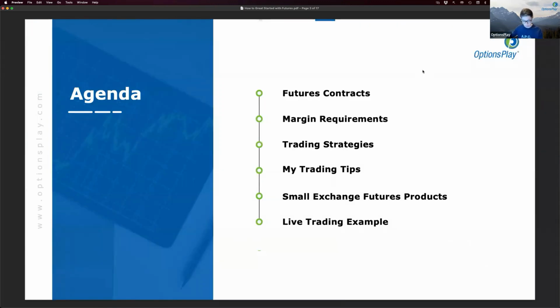So we'll start off by just taking a look at the futures contracts. I want to take a look at what futures contracts are and why I think they're advantageous in certain scenarios and why you should consider using them as an asset class for your portfolio. I do want to take some time and go through margin requirements because this is a benefit of futures. However, it is also a bit of a double-edged sword. So it's important to understand the benefits and also at the same time the limitations of margin and leverage and how you can use that responsibly in your trading.